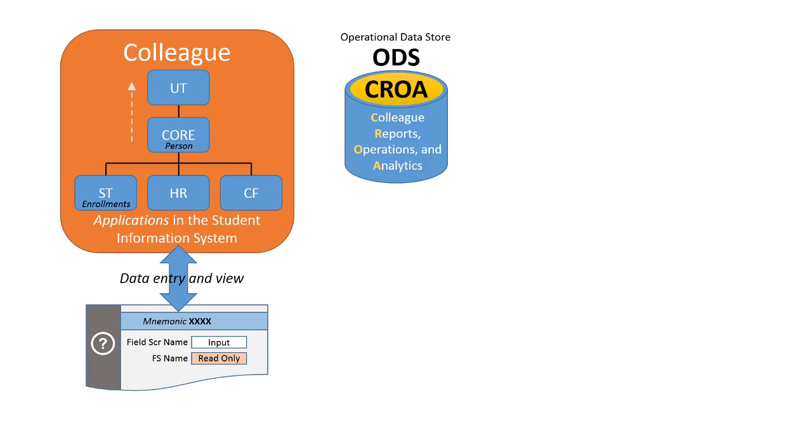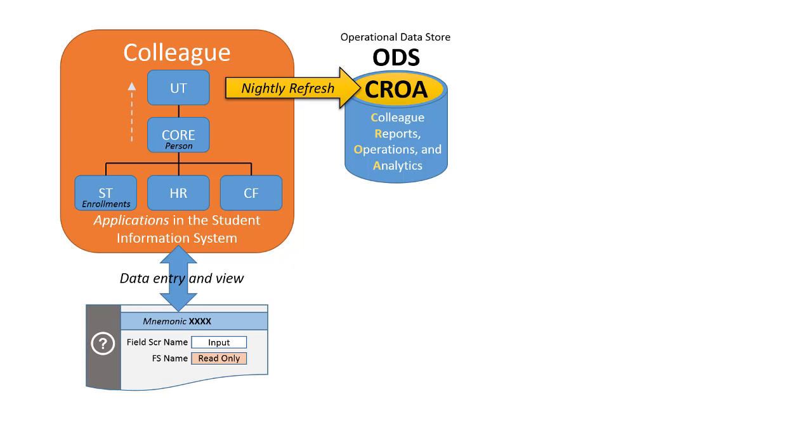It is bad practice to pull reports directly from a production system, such as Colleague, so we have an operational data store, or ODS, that acts as a repository for some of the important data from Colleague. That way, users can generate reports without potentially crashing the main system. Our ODS is called CROA, Colleague Reports Operations and Analytics.